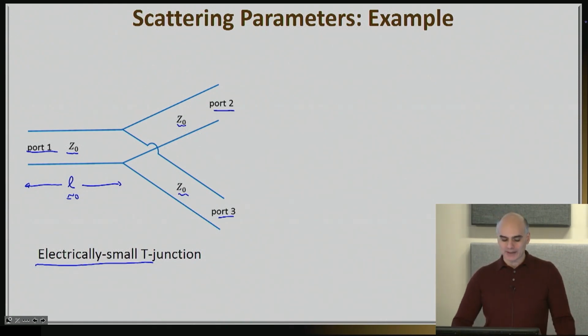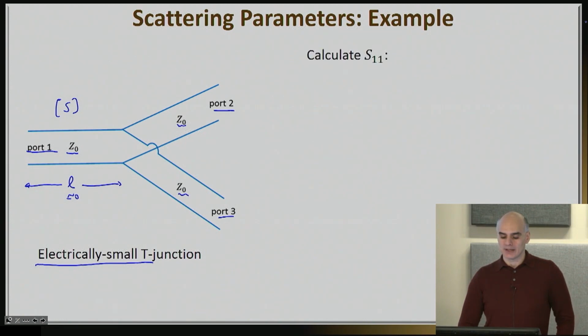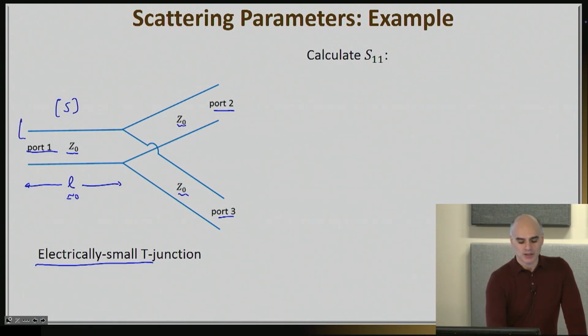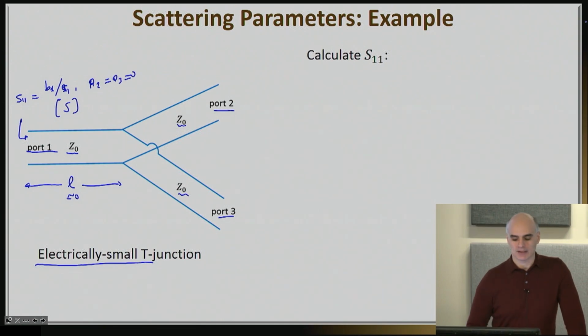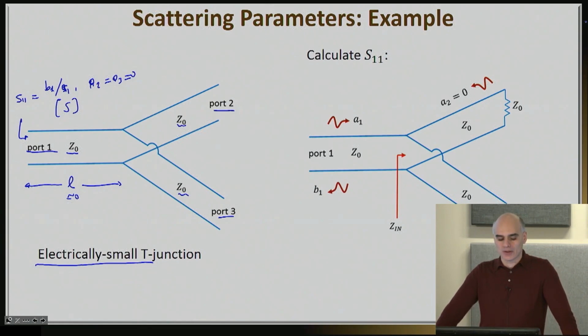So what we want to find out here is the entire S matrix of this device. So let's start with calculating the S11 as our first example. S11 means that I am looking into port number 1, and as we discussed before, this will be equal to B1 divided by A1, provided that A2 and A3 are basically 0. This is the defining equation for S11.